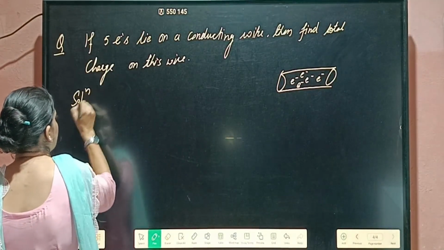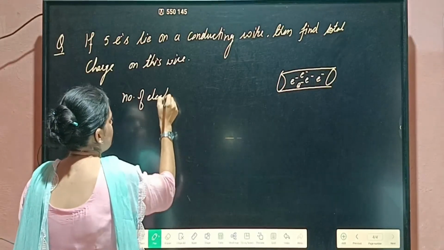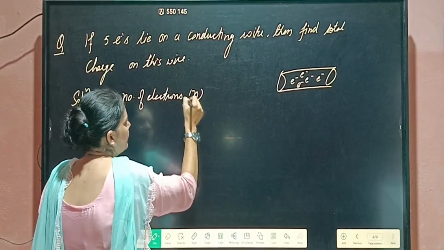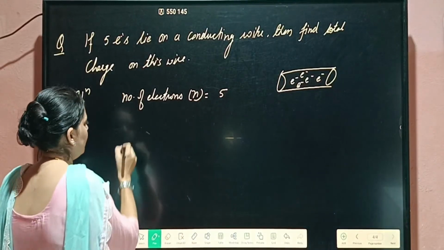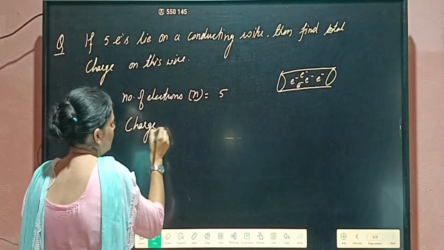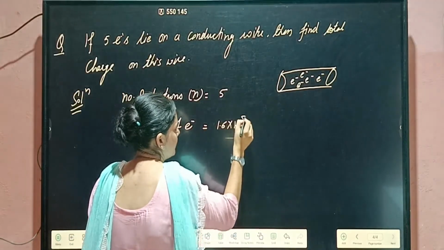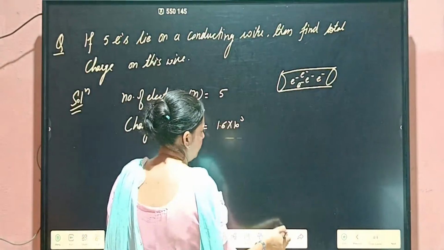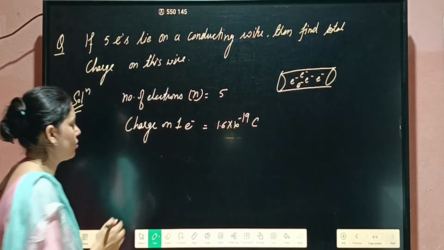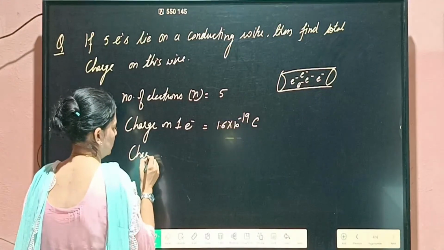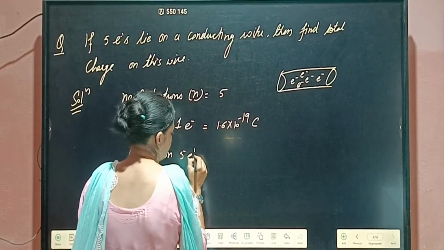Your solution we can write here. So what is the number of electrons? Number of electrons is equal to 5. So 5 electrons are available on the conductor. Then we know the charge on one electron is 1.6 into 10 raised to power minus 19 coulomb. So we have to find out the charge on 5 electrons. So how can we find the charge on 5 electrons?